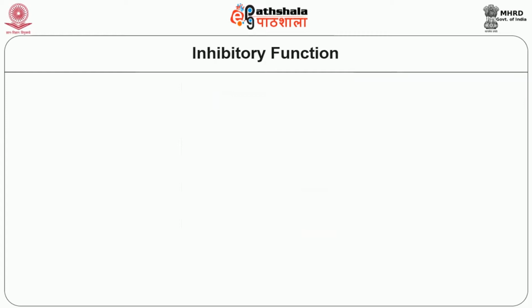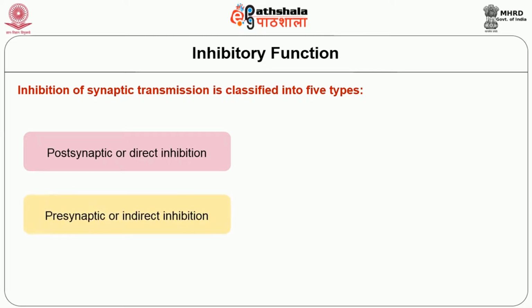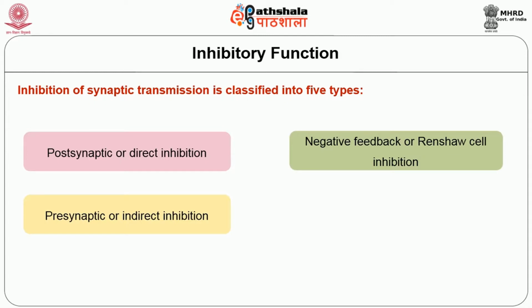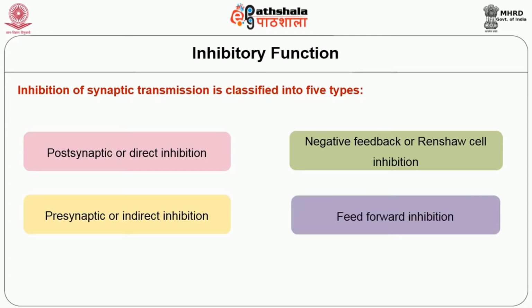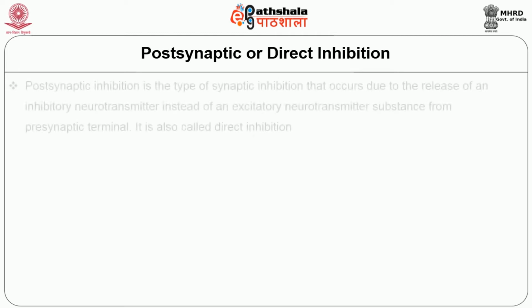We are now moving to inhibitory function. Inhibition of synaptic transmission is classified into 5 types: postsynaptic or direct inhibition, presynaptic or indirect inhibition, negative feedback or Renshaw cell inhibition, feed-forward inhibition and reciprocal inhibition. First, let us see about the postsynaptic or direct inhibition.